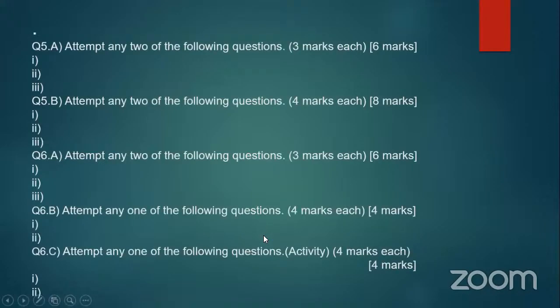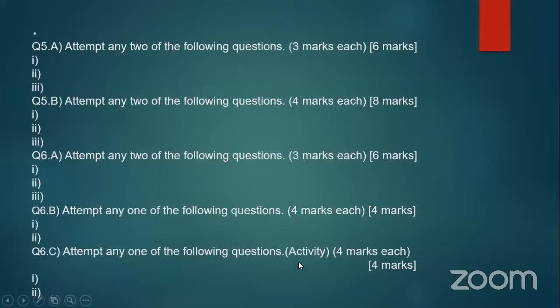Question 5. Question 5 and question 6 have a similar pattern. Attempt any 2 of the following questions. Out of 3, you have to attempt 2. Each question carries 3 marks. In B, attempt 2 out of 3, each carries 4 marks. Question 6 follows the same nature, 6B, and then 6C. C is an activity-based question.